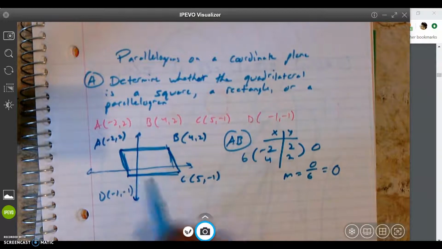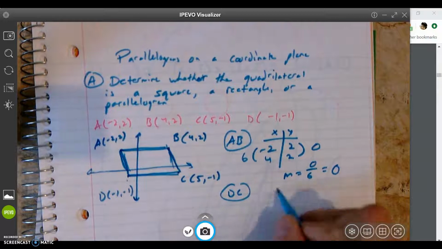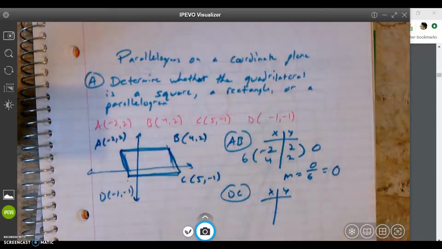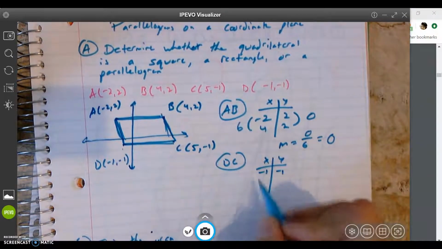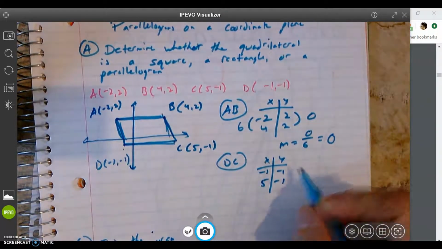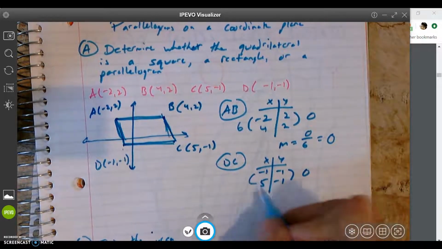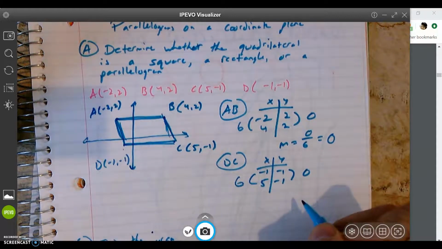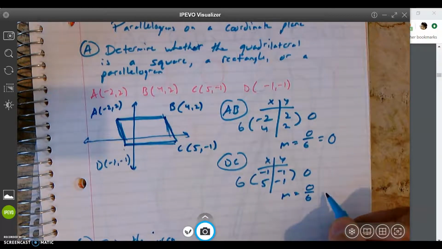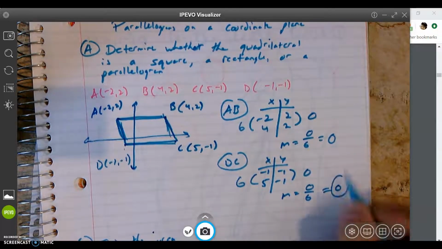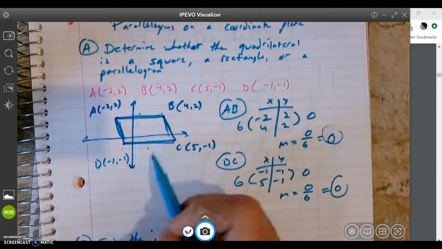Then let's go to DC also, or CD you could call it, same thing. This is going to be kind of repetitive because you're doing the same thing over and over. So this is -1, -1, which is D, and then 5, -1, which is C. So change in Y, nothing. You're not changing at all. You're at the same place. And change in X is 6. So that's 0 over 6, change in Y over change in X, which is 0. So this means these are parallel because you have the same slope here and here.